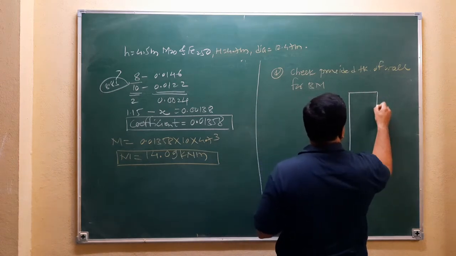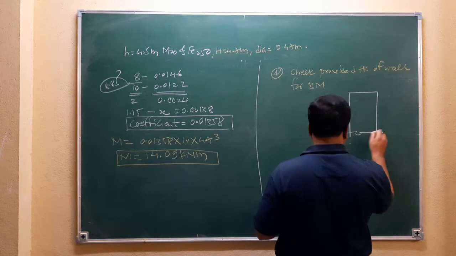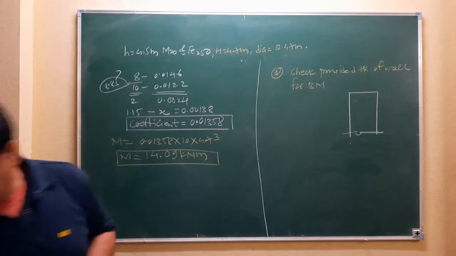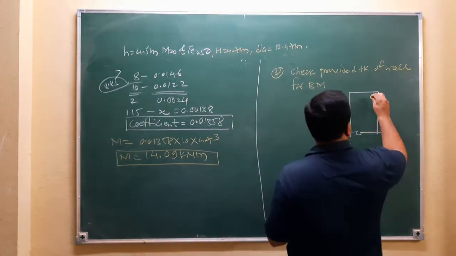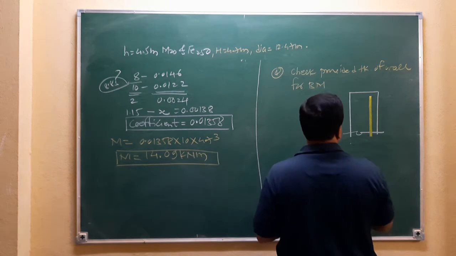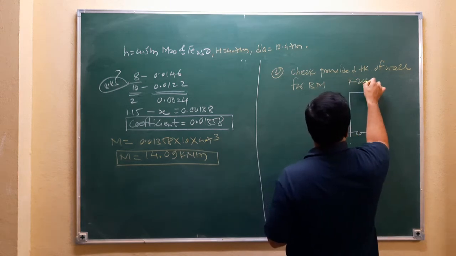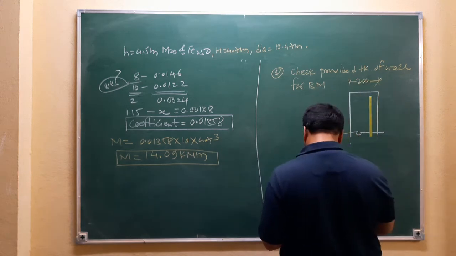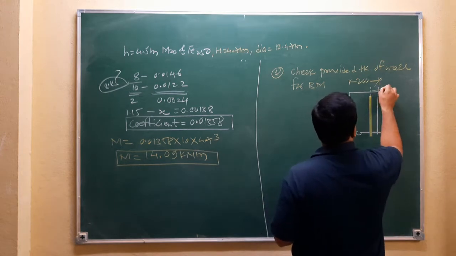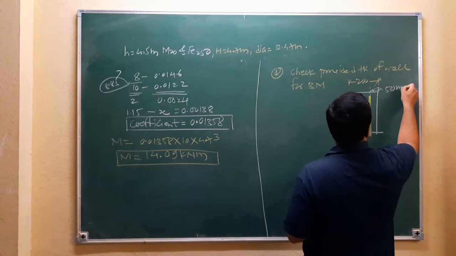So this is your wall. I will show like this. Then this is your vertical steel provided. So provided thickness is 200 mm. Now what is the effective cover? You have to assume the effective cover 50 mm.